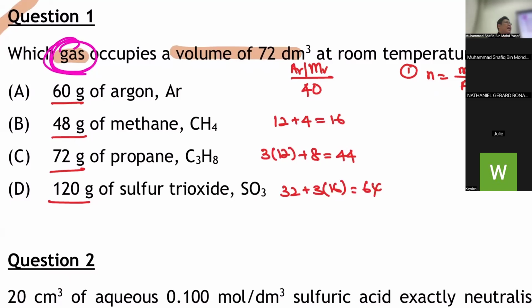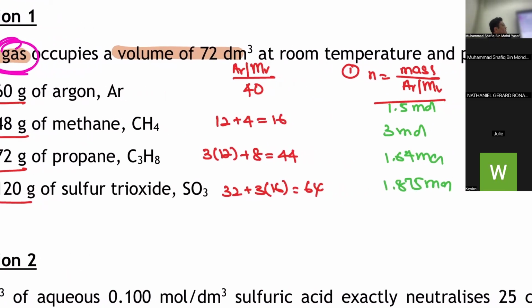After you find the MR of each one of them, then you can apply the mole formula. You just take the mass, which is what they have given to you, divide by the AR or MR we have calculated here. So the first one is 1.5 mole. This one is 3 moles. This one, sorry, I didn't calculate. Let me check, 72 divided by 44, 1.64 moles. And this one is about 120 divided by 64, which is 1.875 mole in this case. So you take the number here, divide by the MR. These are their respective moles. Everyone agree with the formula?